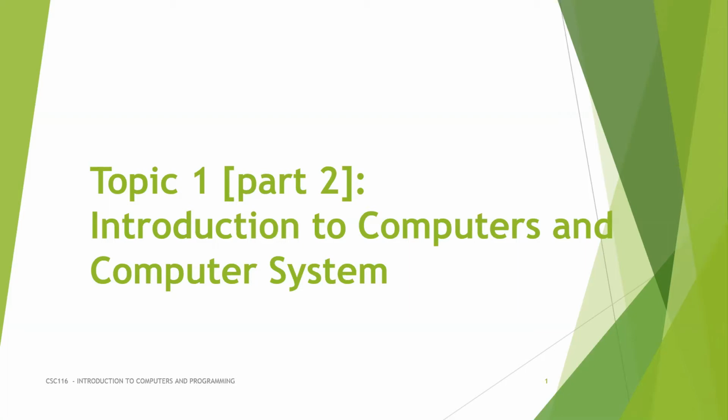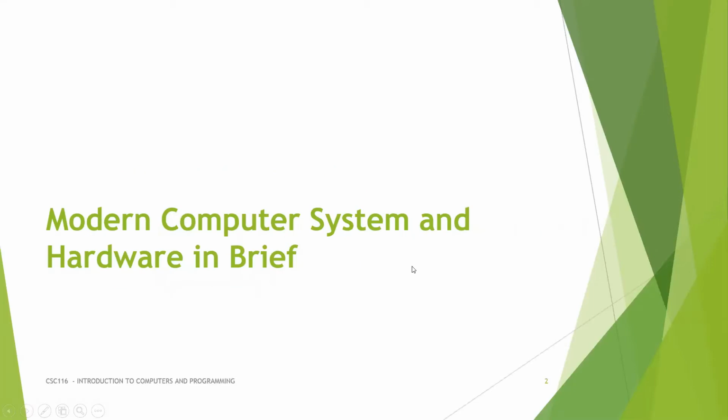Okay, so in part 2 I would like to introduce you to computer and the computer system. It's more on the modern computer. So before this, in topic 1, part 1, I told you about the history of the computer, starting from the 0th generation until the 5th generation, and I also introduced the Von Neumann concept architecture. So for topic 2, I would like to discuss more on the modern computer architecture, modern computer system and hardware in brief.